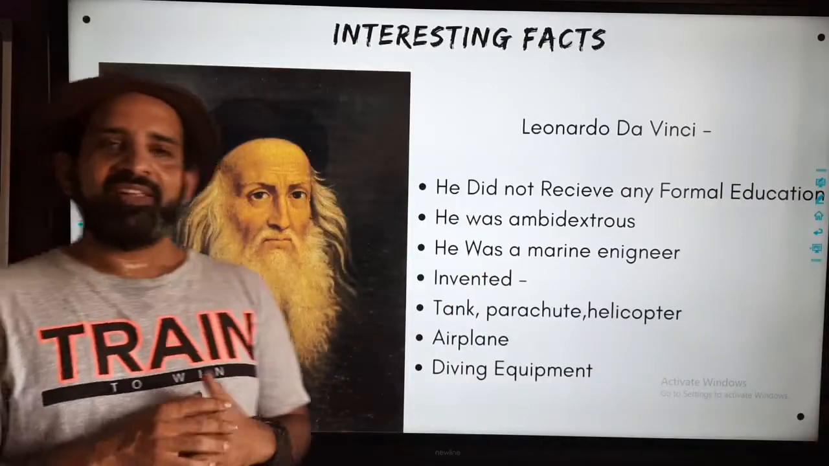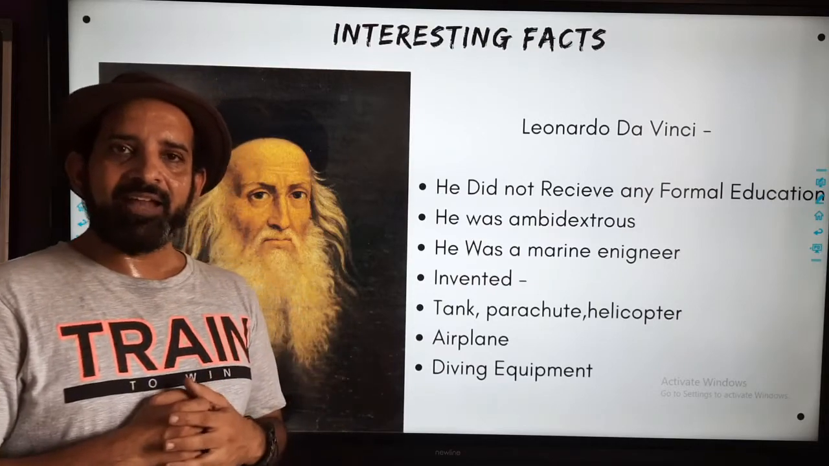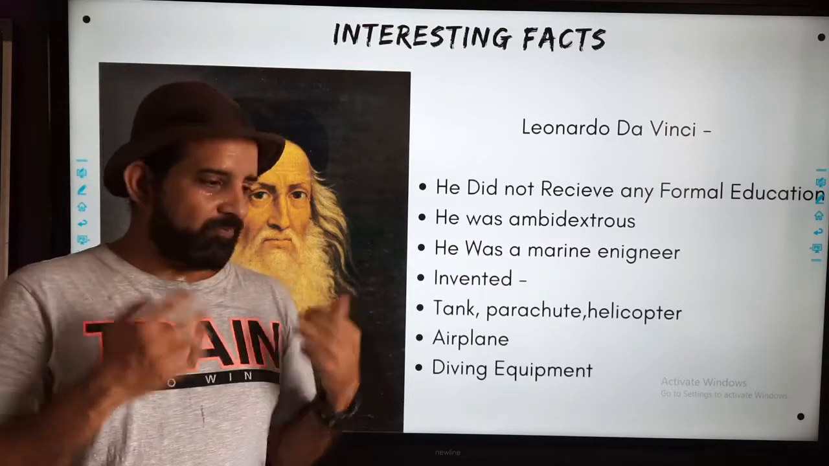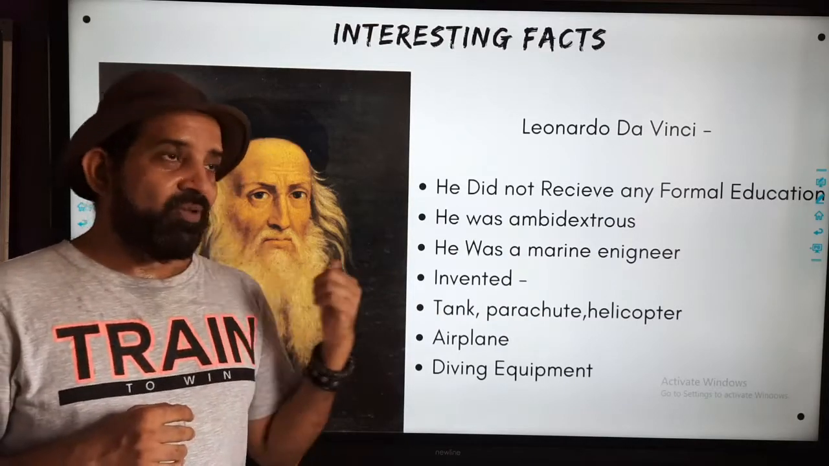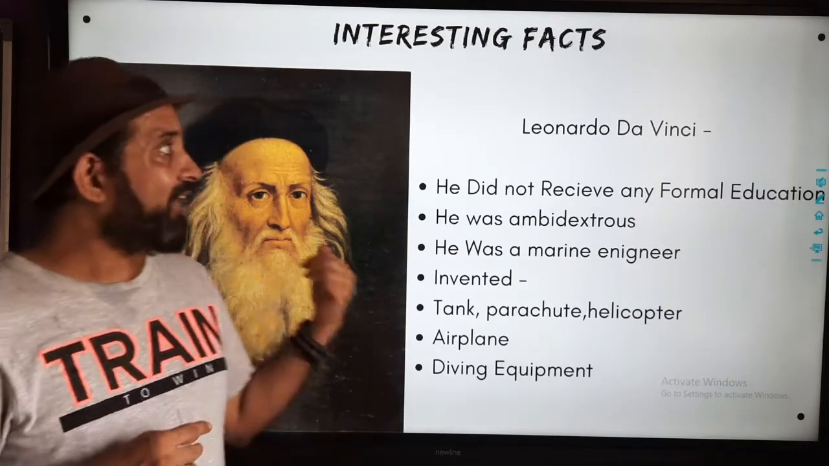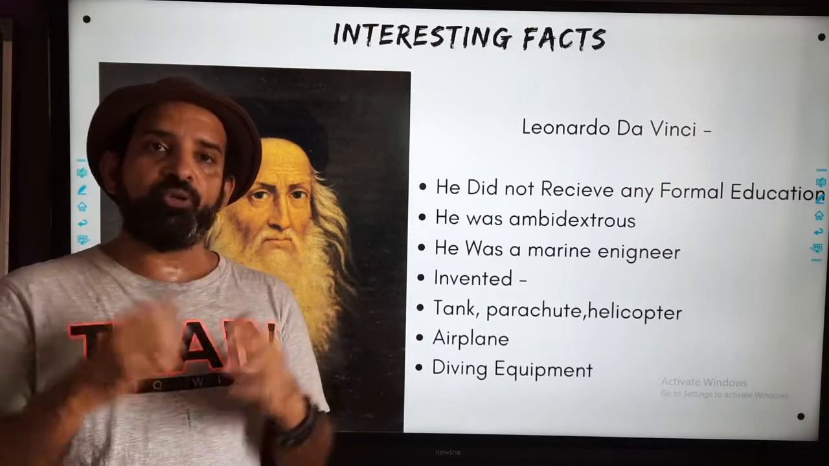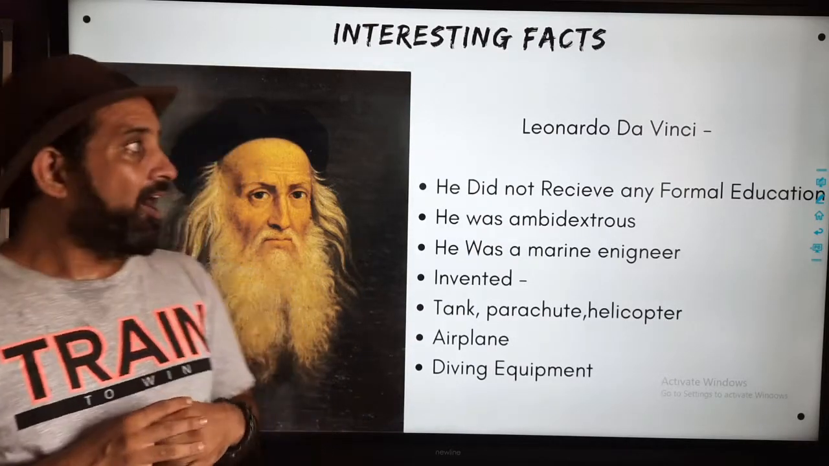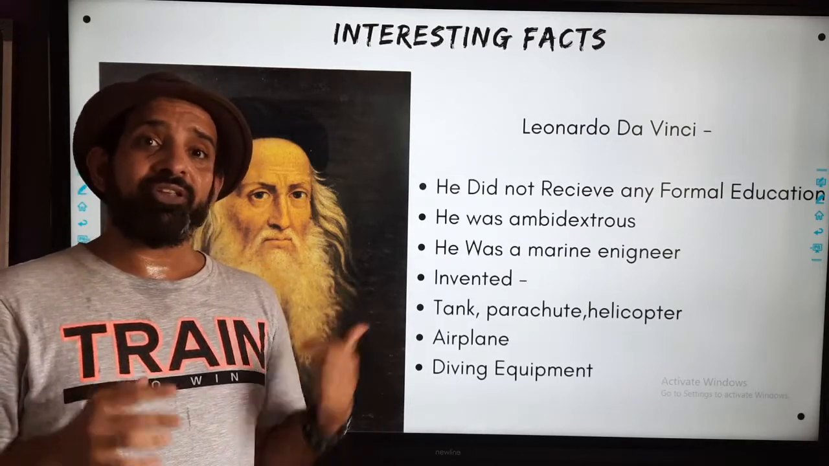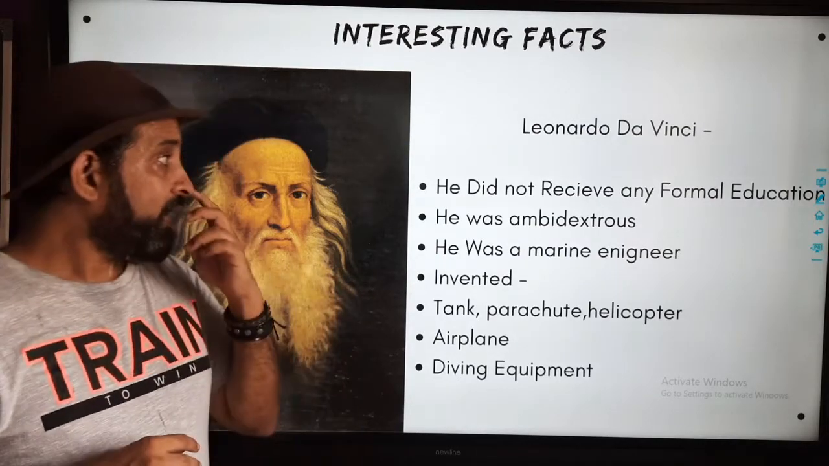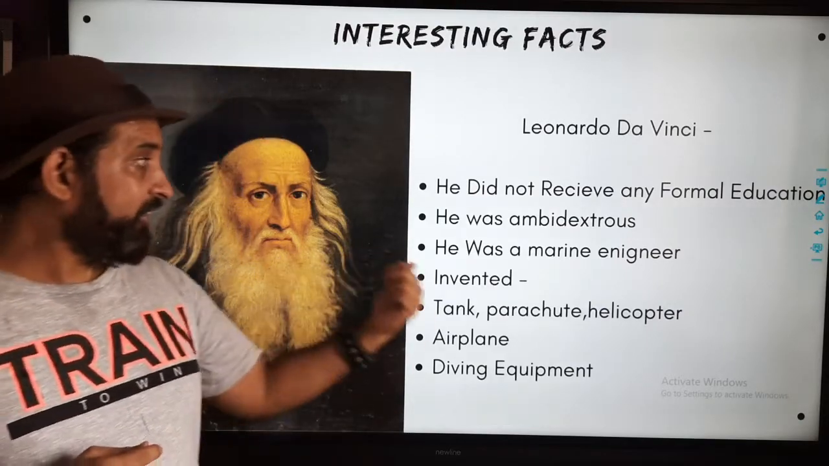Students, the next two slides are not part of your syllabus, but as an academy, we wanted students to know more about general knowledge. So today we're going to talk about the first personality, Leonardo da Vinci, considered to be one of the topmost scientists the world has ever seen. He did not receive any formal education. Hence, what he did was even more extraordinary. He was ambidextrous, which means he could use both hands. He was a marine engineer.